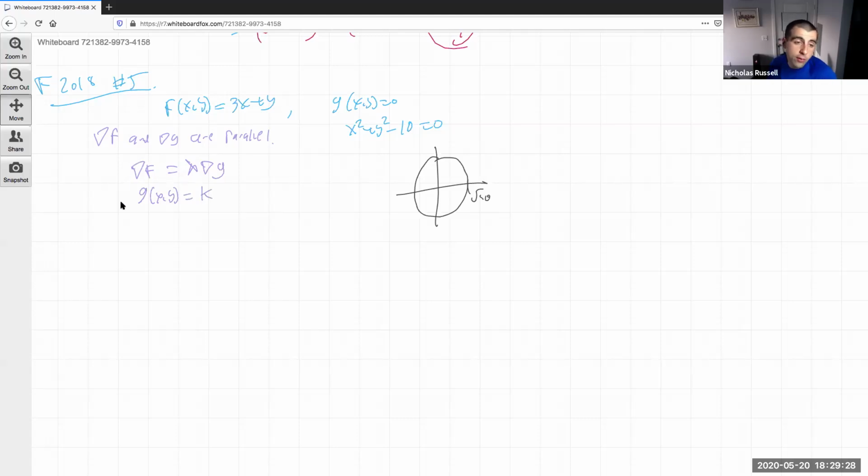And so we want to find all the values of x and y and z possibly and lambda, such that this satisfies a couple of equations. Now you never need to solve for lambda. It's not necessary. Sometimes it can be helpful, sometimes not. It really depends on the type of problem.